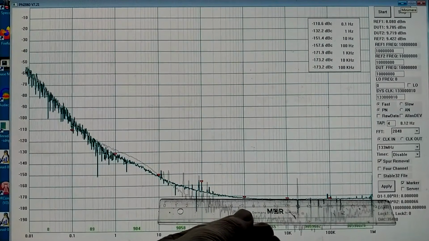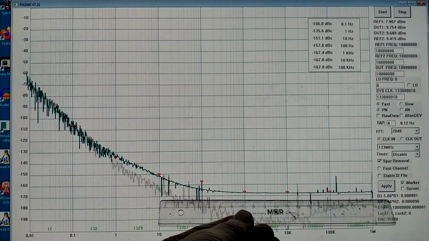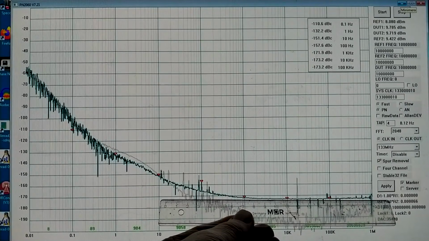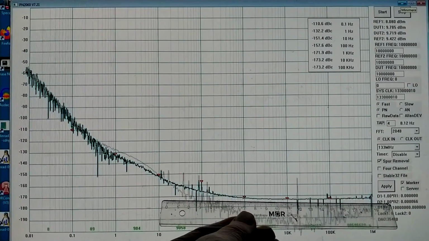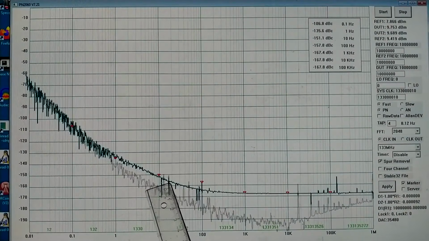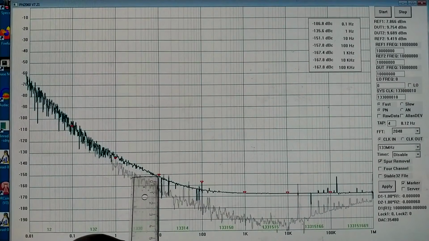The white noise here with the crystal is lower than what I have with the 3 kilo ohm resistor. That is because the impedance of the crystal filter is significantly lower than 3 kilo ohms, well away from the center frequency. So that explains the difference, and it's visible all the way up to about 20 Hz or so. At 10 Hz, the phase noise is the same.